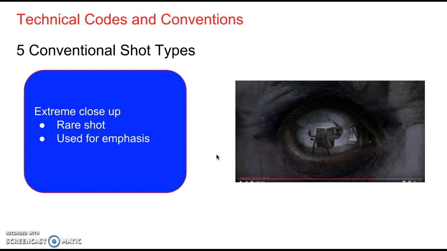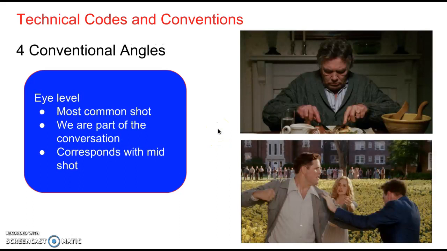Are they going to smile? Are they going to have lips quivering? So if a director uses an extreme close-up, it is for emphasis. So those are 5 conventional shot types. Now let's talk about 4 conventional angles.